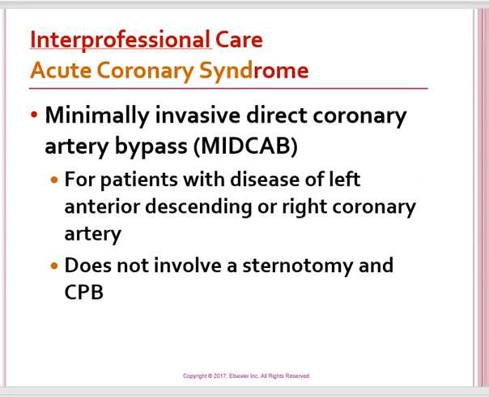Okay, we can do a minimally invasive direct coronary artery bypass. This is called a MIDCAB. So these are going to be pretty much people who have left anterior descending or right coronary artery disease. They don't have to have a sternotomy. So, oh boy, that's so much better. They make a lot of incisions between the ribs. It's kind of a mini thoracotomy. Will they have a chest tube? Yeah, probably. But these people don't have to go on bypass. They do this while the heart is actually continuing to beat. So it takes an awful lot of skill to do this.